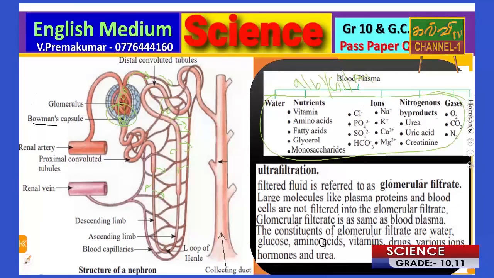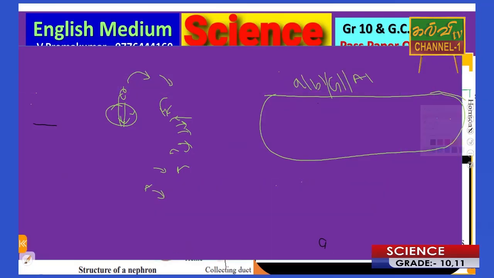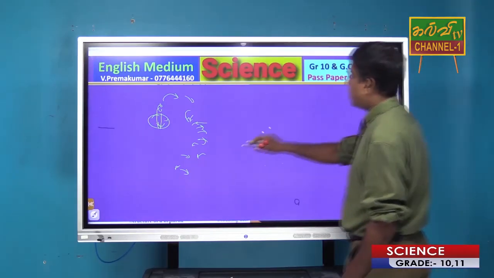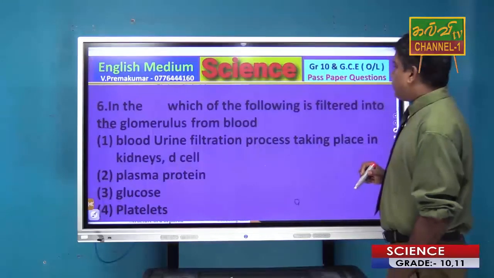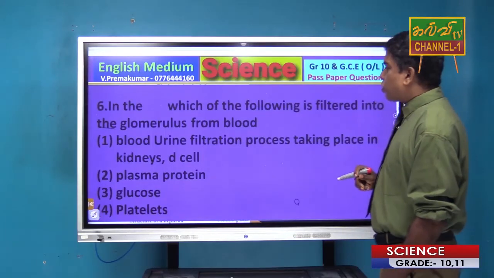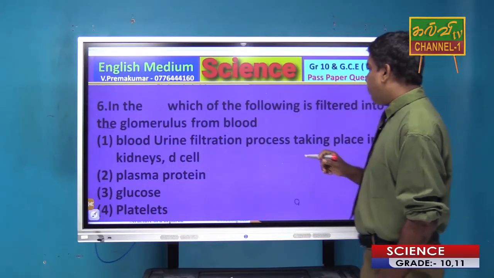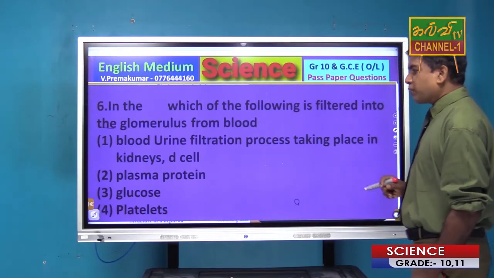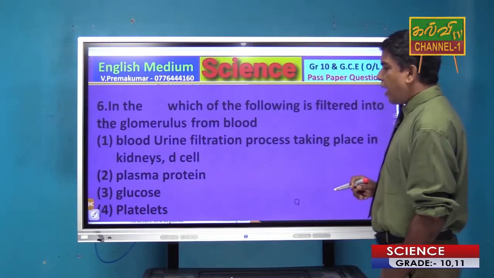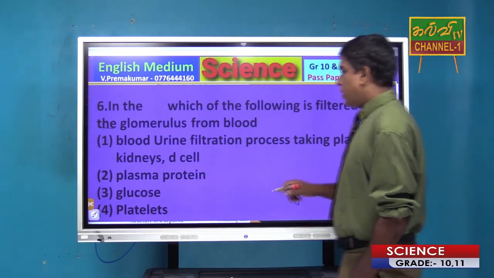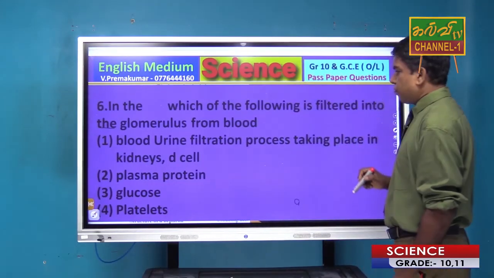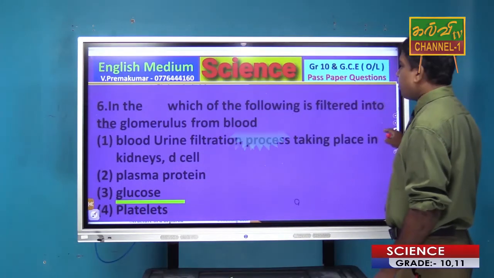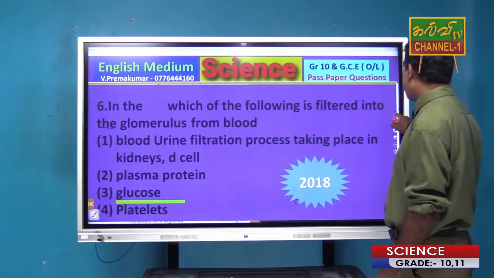Okay, now we will come to the questions, right? Which of the following is filtrate in the glomerulus from blood? Actually, the blood urine filtration process takes place in the kidneys. The options are cells, plasma protein, glucose and platelet. So the correct answer is glucose. Right? Okay, we will go to the next question. This is a 2018 past paper.